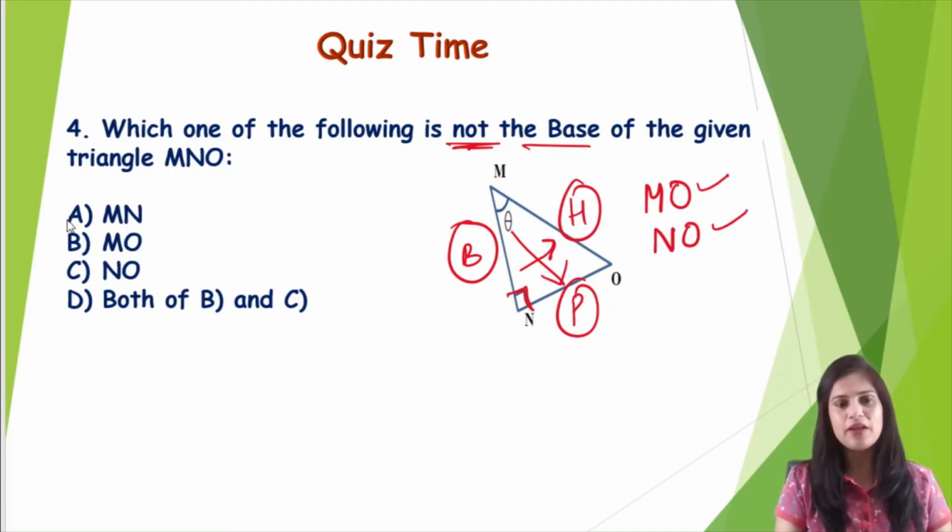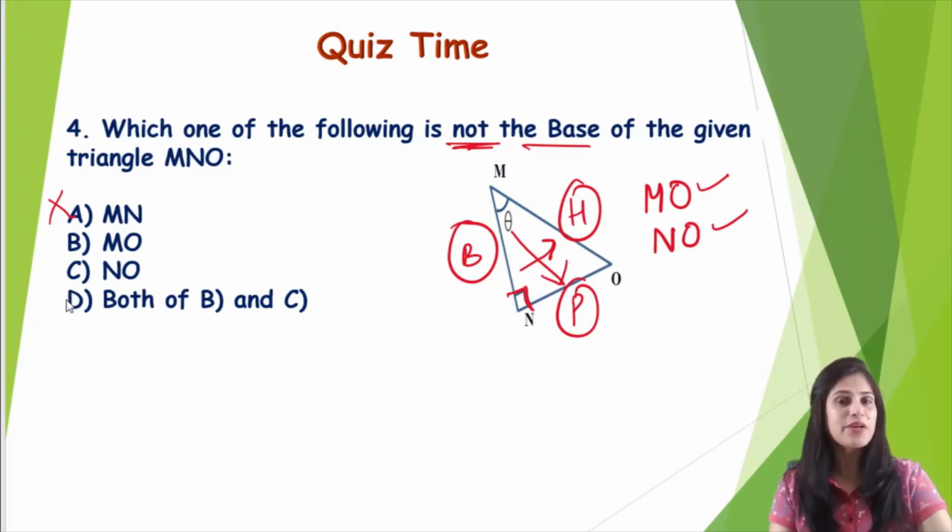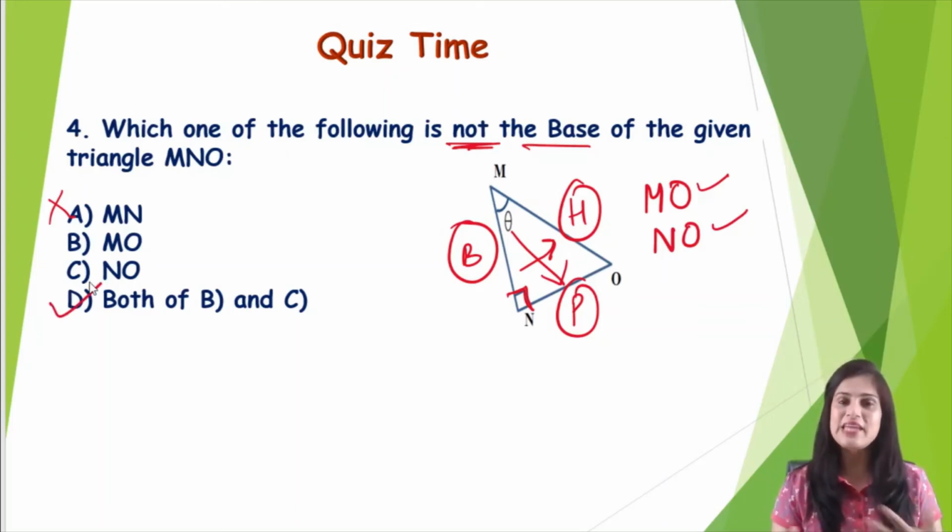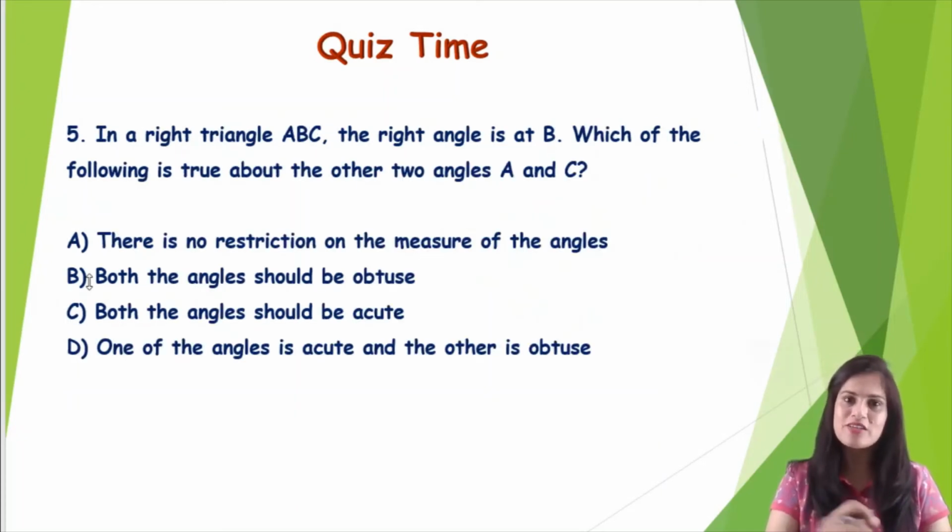So MN, it is the base. So it cannot be the option. MO, yes, NO, yes. How can we give two options? But yes, here you can see D option is carrying the option B and C all together. So the correct answer is option D, right? So now moving to next question, that is question 5.